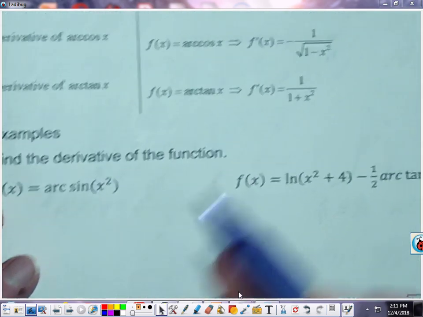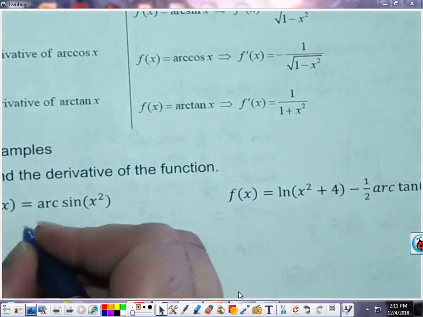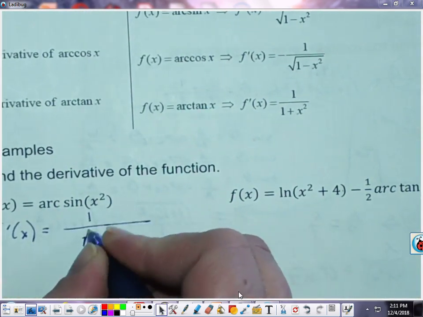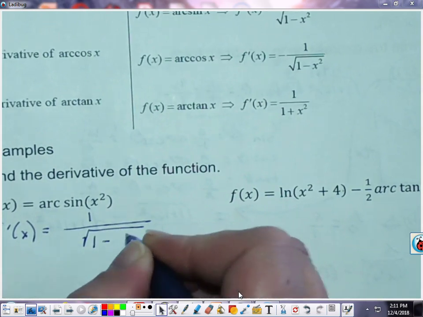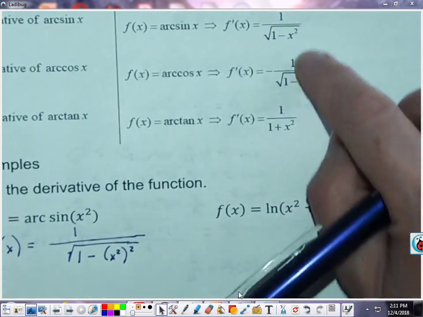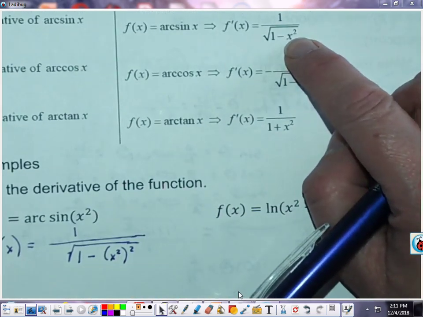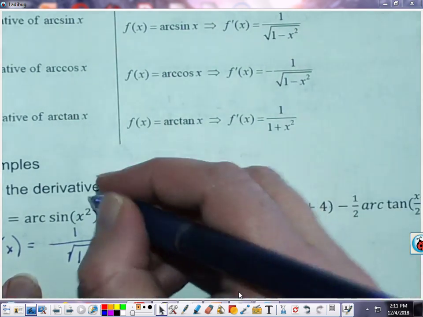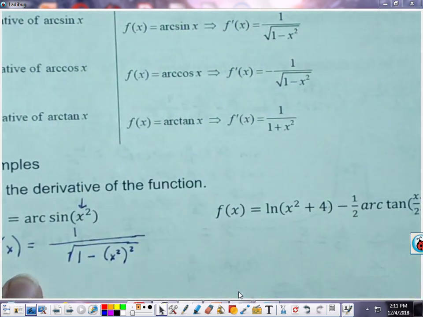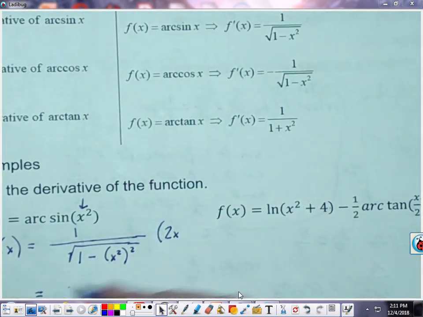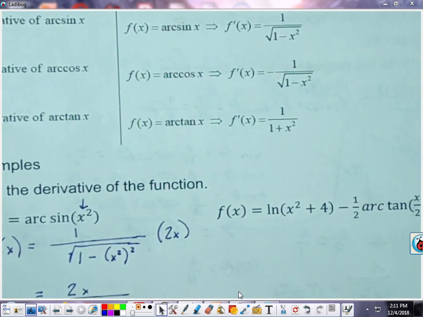For the first one, for arc sine x, I'm using this rule. So f prime of x would be 1 over the square root of 1 minus, instead of the x, I put x squared. So right there, instead of that x, I'm putting in x squared, so it's still got to be squared. And then times the derivative of the inside function. So times what? And that's just the answer. So 2x over the square root of 1 minus x to the fourth.